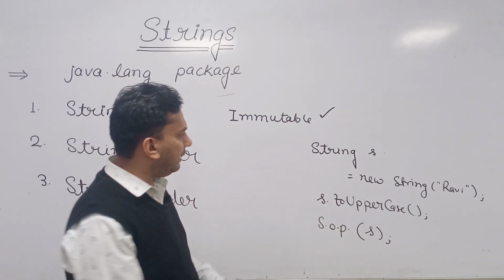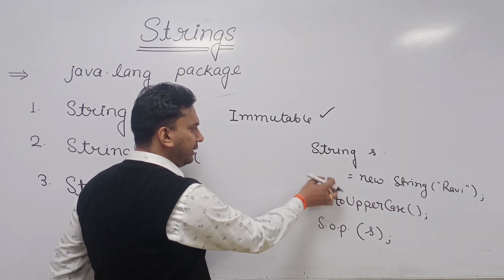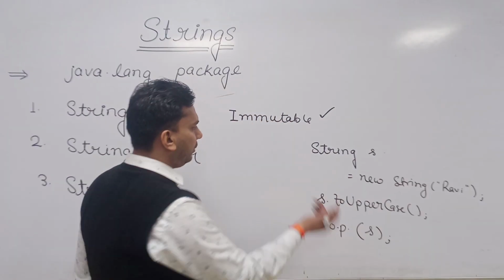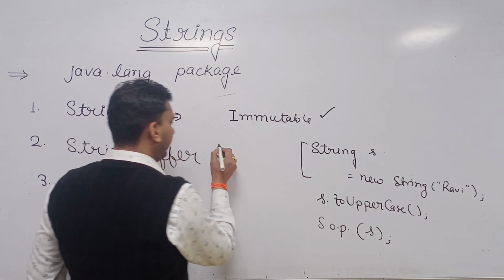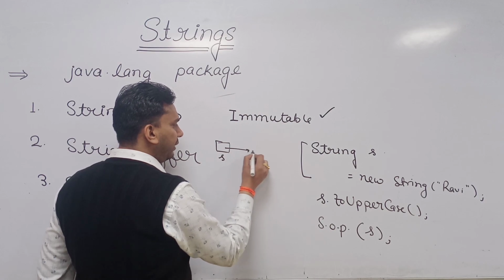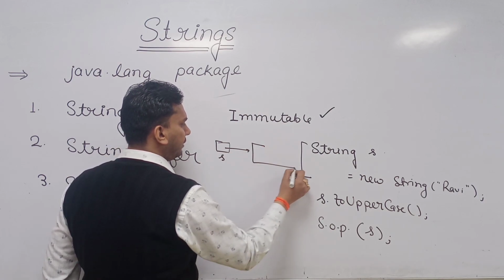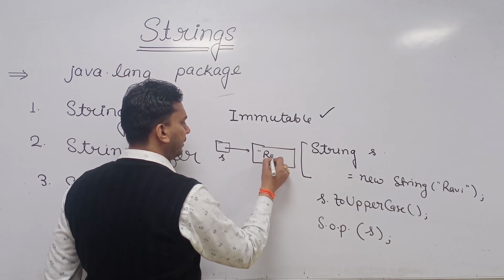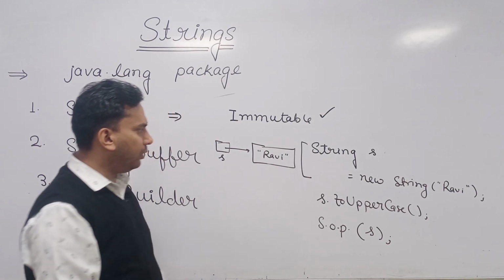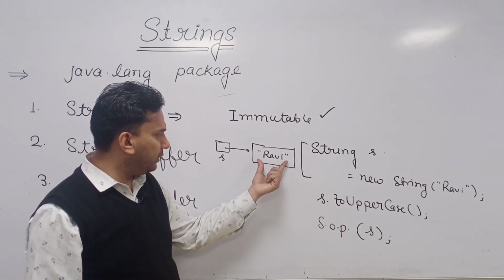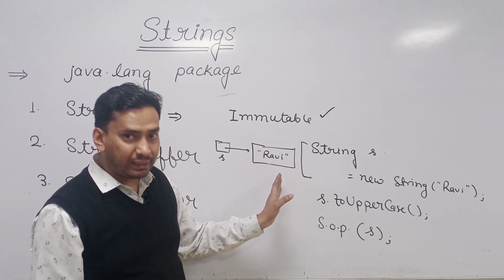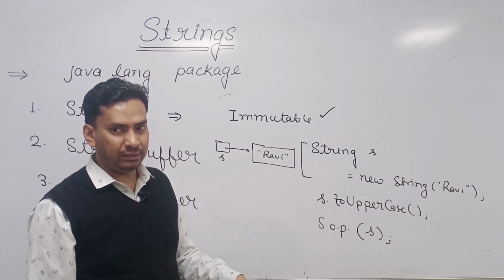Let us understand this. I am creating a string object s which is having the content Ravi. So what is going to happen with this statement? You are going to get a reference variable s, and it is pointing to an object which is holding the content Ravi, right? And as I told you, string objects are immutable. So if you try to modify this object, it will not be modified within the current object, rather a new object will be created, right?